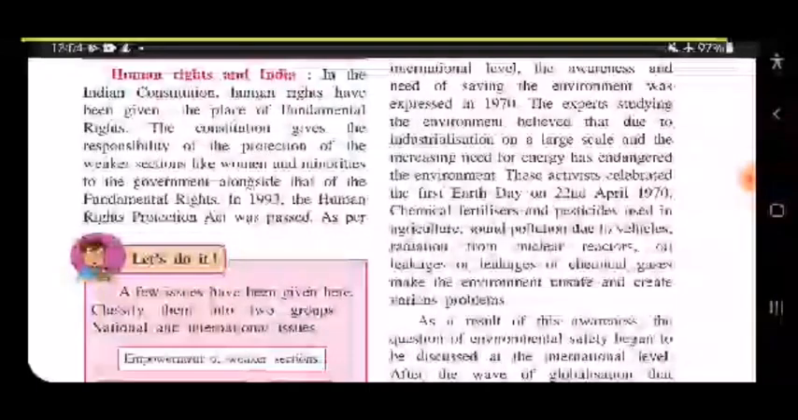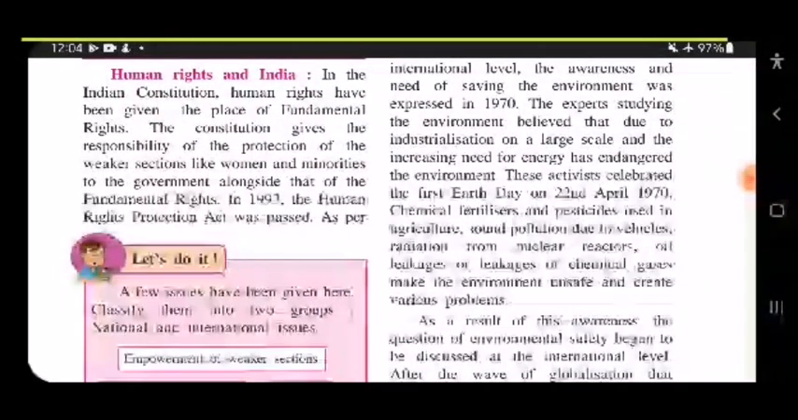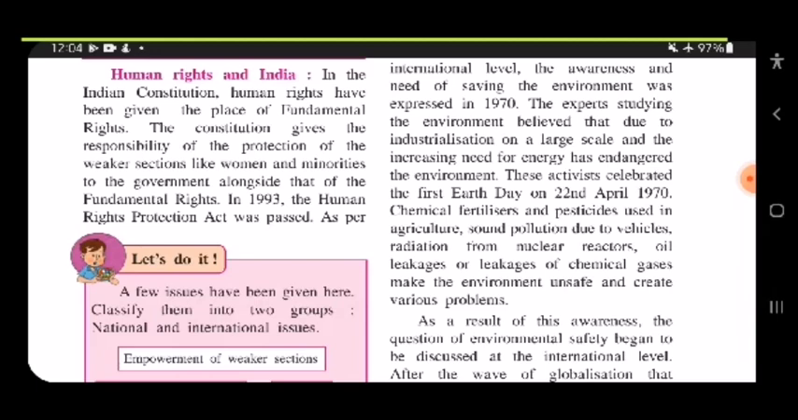Let's move further to the next, that is human rights and India. Now, in the Indian Constitution, human rights have been given the place of fundamental rights. The Constitution gives the responsibility of the protection of the weaker sections like women and minorities. So, there are rights given to weaker sections, that are the SC, ST, then women and minorities, meaning people who don't have lots of money or do not have good income. Okay, so the government gives them some rights.